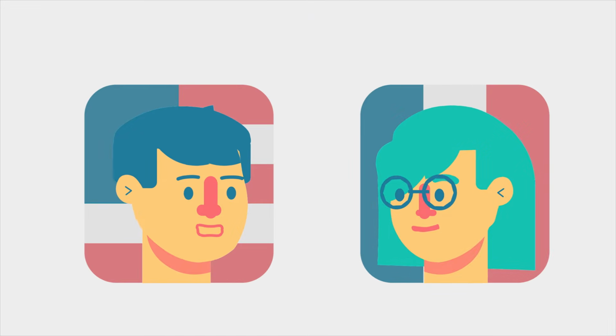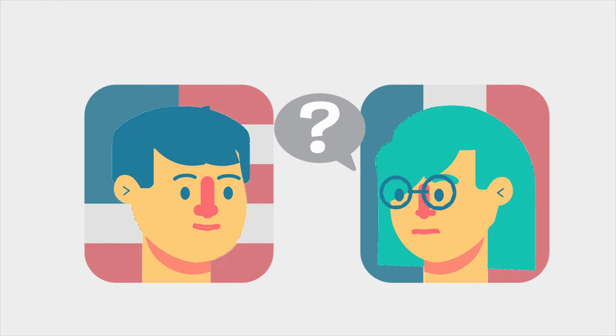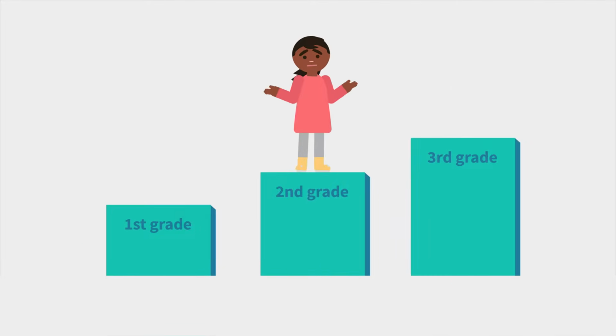How do you know if your student in a dual language immersion program is really learning the language? How can you know where they're supposed to be for their grade level? And how can you support them?